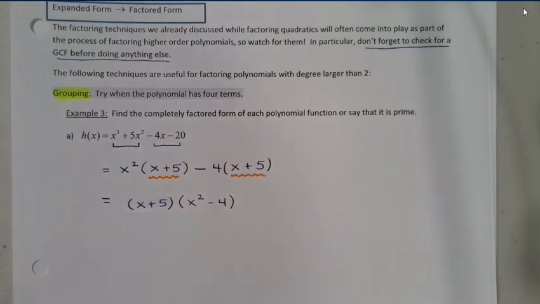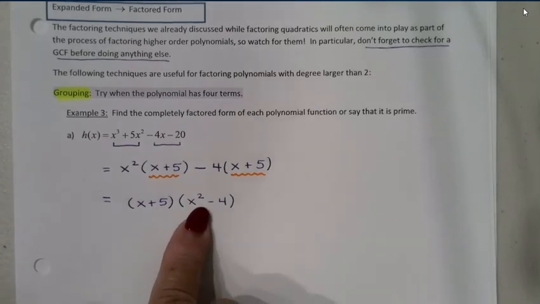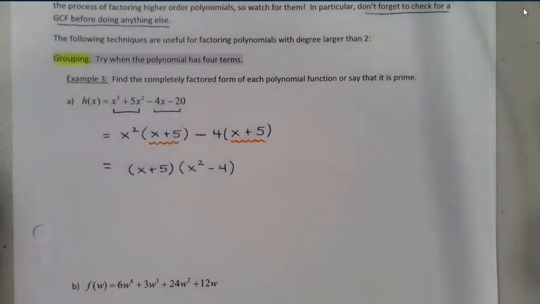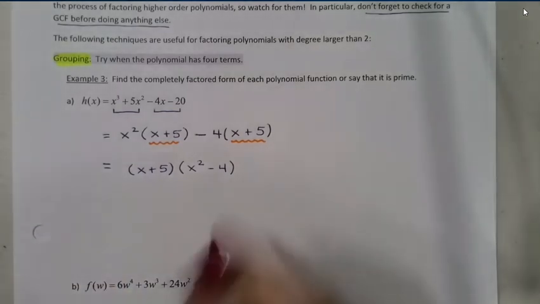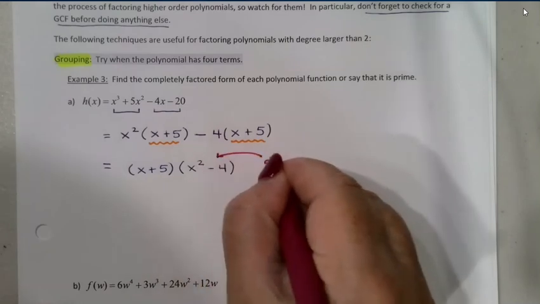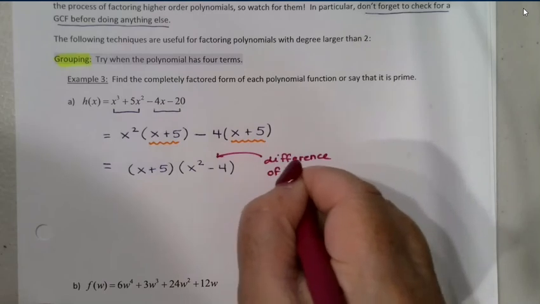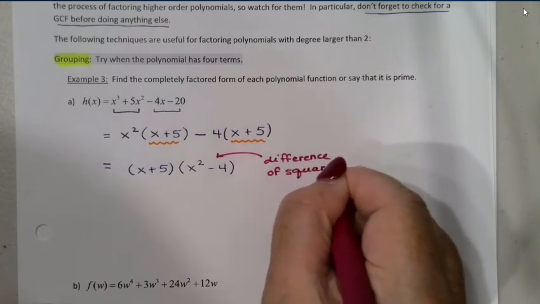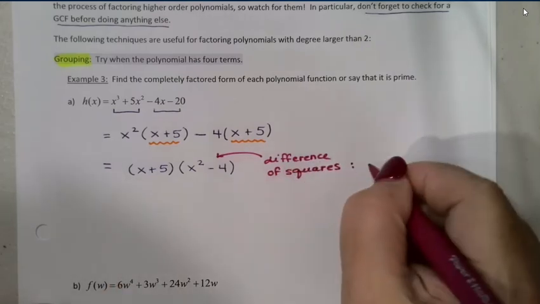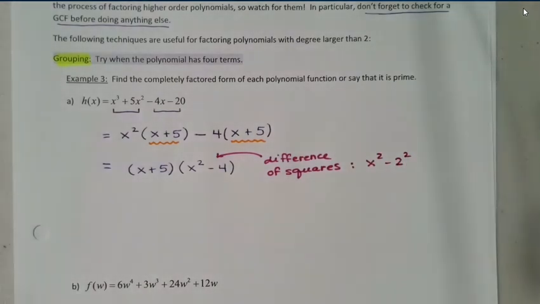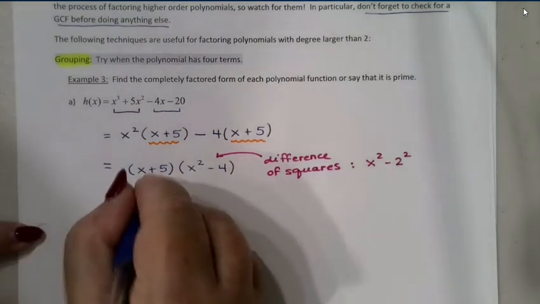But I actually don't think I'm done with this problem. Do you recognize that as something you learned how to factor back with the quadratics? That's a difference of squares, right? If I wanted to, I could think of it as x squared minus 2 squared. So I'm going to continue to factor. I'm done with the x plus 5.